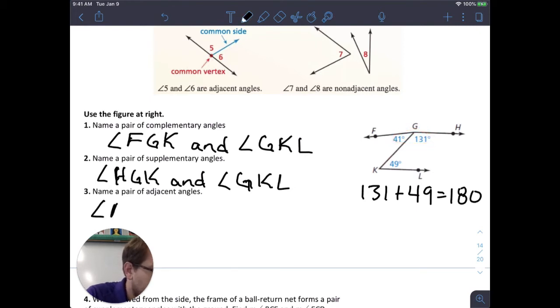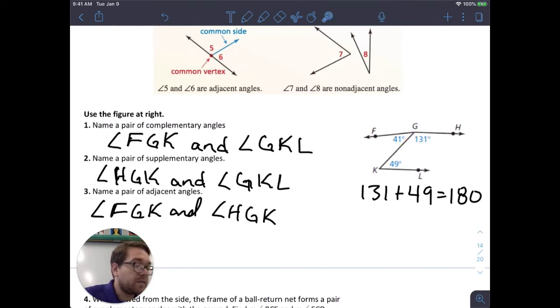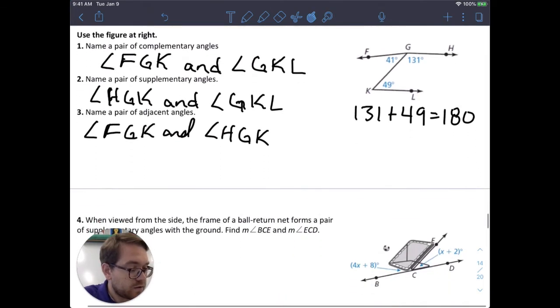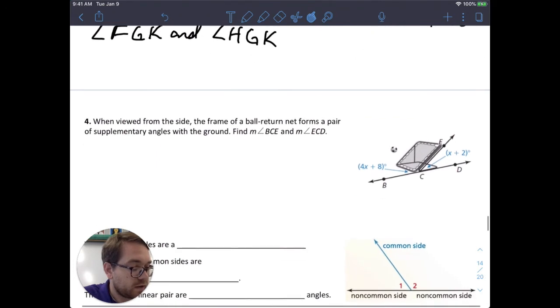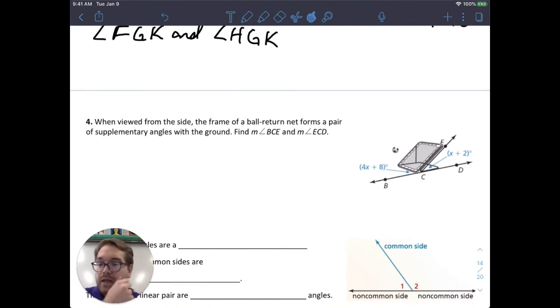So that's angle FGK and angle HGK. So this angle here and this angle here. Again, complementary, they add up to 90 degrees. Supplementary, they add up to 180 degrees. And adjacent, they share a common vertex and a common side. Now let's do one last example before we go to the next set of vocab that we need to know.